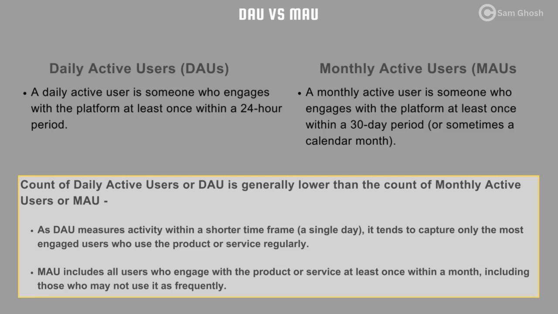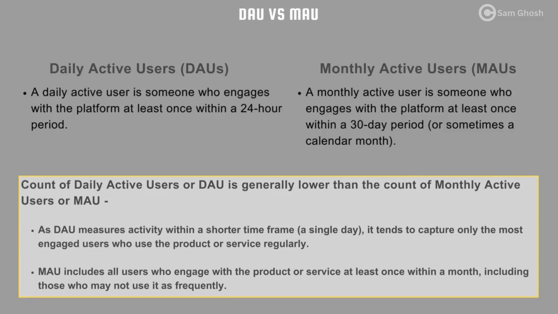A daily active user is someone who engages with the platform at least once within a 24-hour period, whereas a monthly active user is someone who engages with the platform at least once within a 30-day period or sometimes in a calendar month. Just an intuition, the count of daily active users or DAU is generally lower than the count of monthly active users or MAU, or can be equal, but not greater. Why?